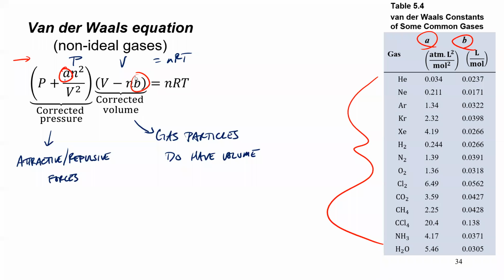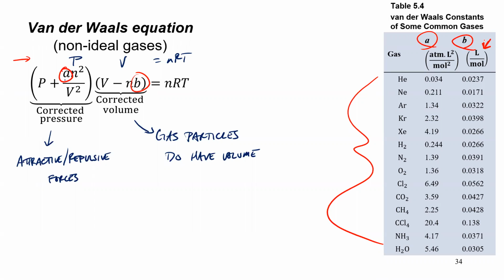The volume is the number of moles times what we call the molar volume. This B has units of liters per mole, and that's the actual volume that the gas particles themselves occupy. So 1 mole of a gas, those particles occupy a very small volume.